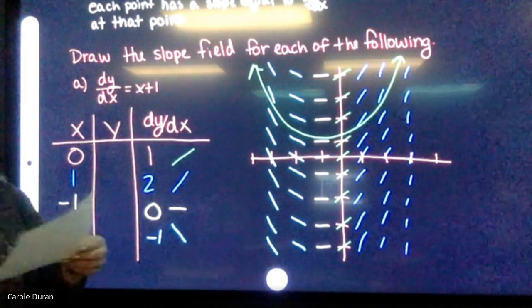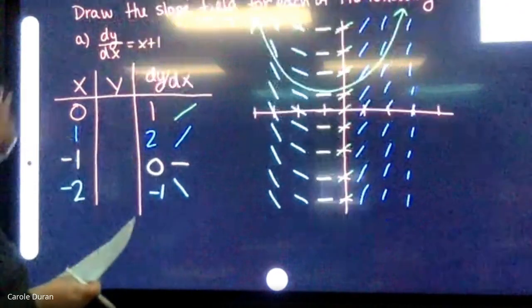I think they're all gonna look like this. I really love slope fields. I think they're so much fun. I think it's just redundant drawing all those lines. Oh, it is extremely redundant.